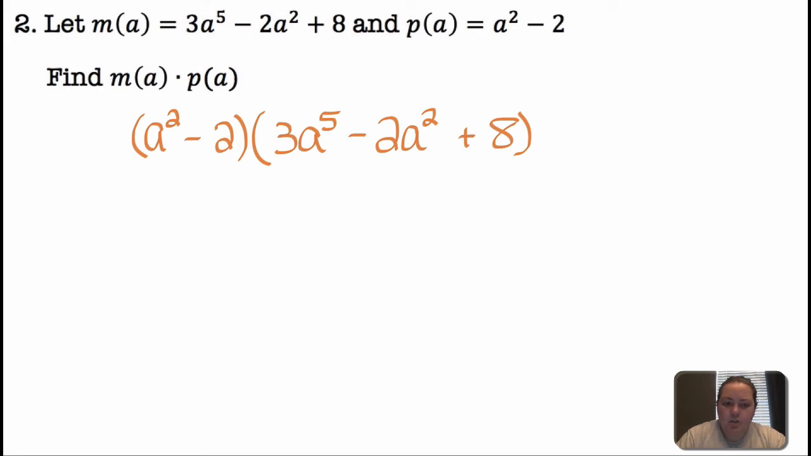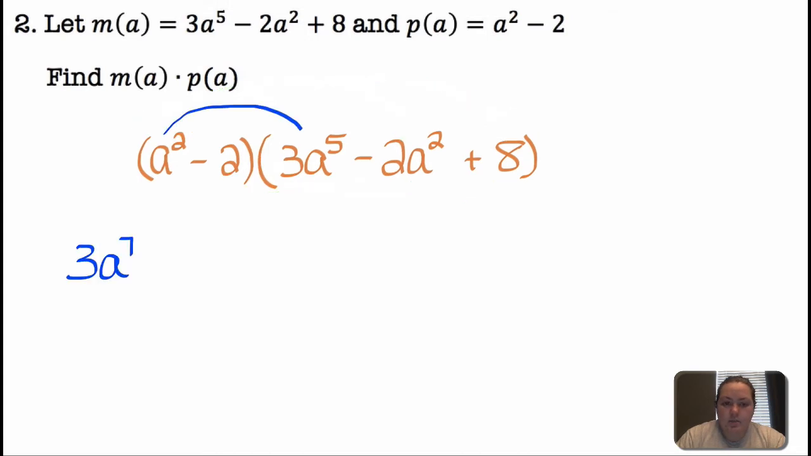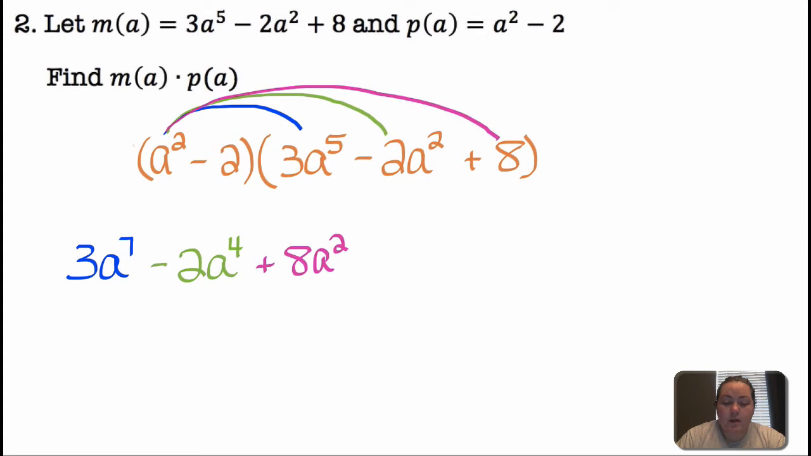So now I'm going to distribute the a squared to everything in the other set, and the negative 2, now make sure you get that negative in there, to everything in the other set. Okay? So I'm going to do this step by step. So a squared times 3a to the 5th would give me 3a to the 7th. Then a squared times negative 2a squared would give me negative 2a to the 4th. A squared times 8 would give me plus 8a squared.